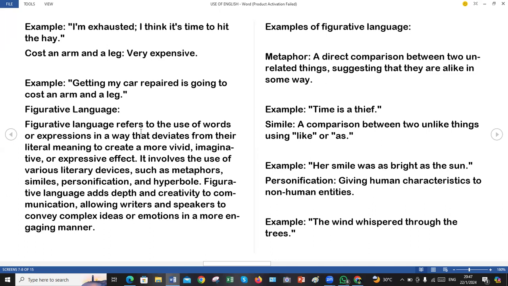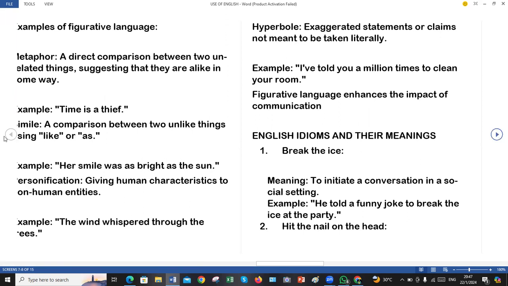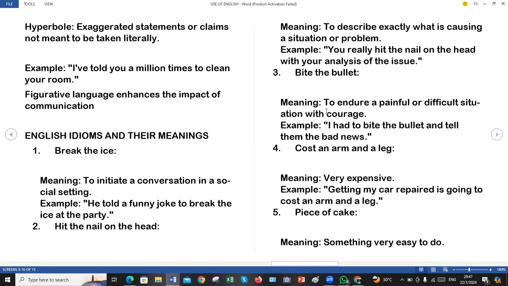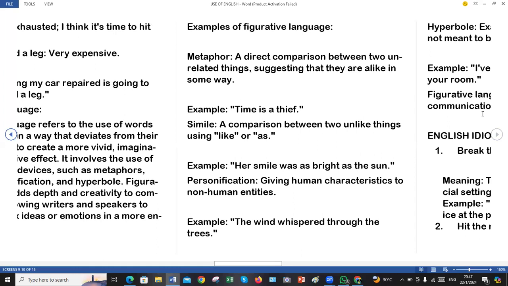So when we say figurative language, it refers to the use of words or expressions in a way that deviates from their literal meaning. We're saying the same thing. When you see a sentence and you kind of understand what it means, but the words written there are not exactly what they mean, that's figurative language. Examples are simile, metaphor, personification, etc. If you've joined our literature class, I think we're going to be looking at figures of speech and the rest.